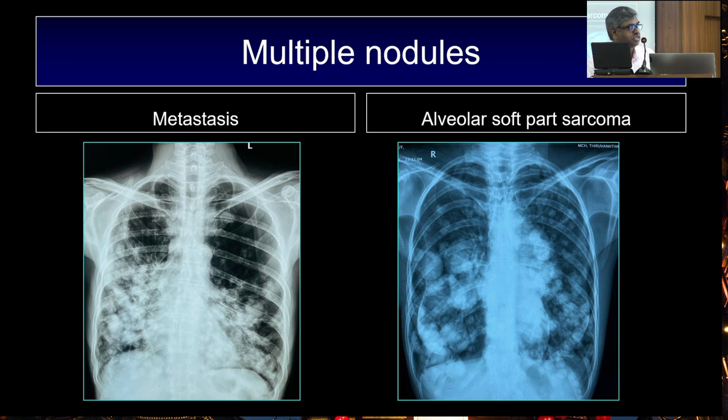But to my surprise, this came as an extremely rare diagnosis. Only 7 or 8 cases reported in the world literature. That's called an alveolar soft part sarcoma. It's a type of sarcoma in the lung, and that will present exactly like a metastasis. So whenever you get a metastasis, this is an extremely rare possibility. Very rarely you see this X-ray.